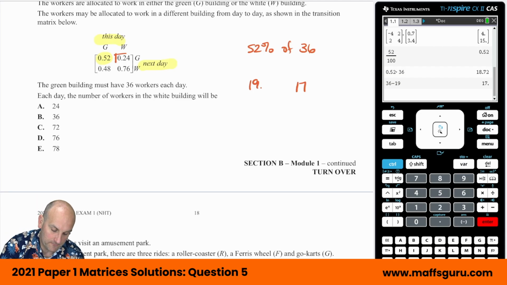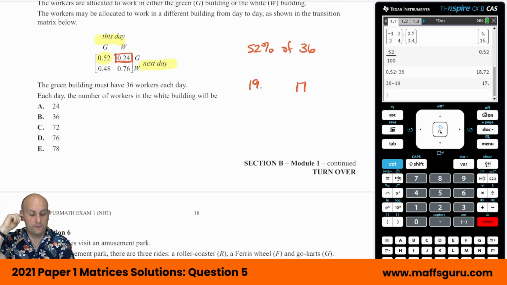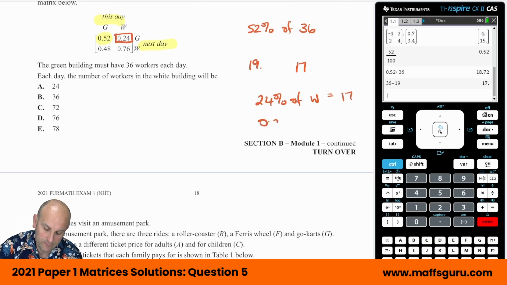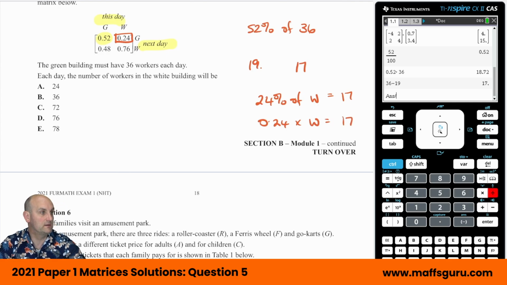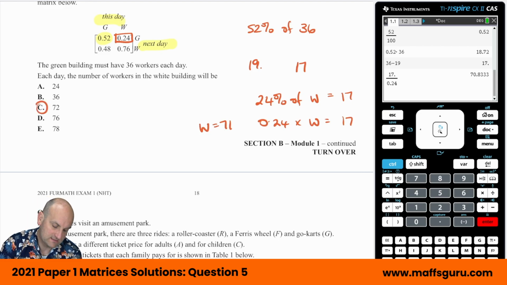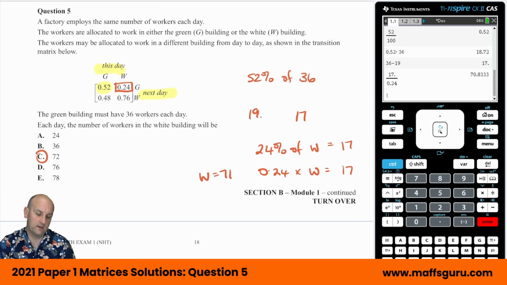Now that's that value there. So 24% of those people have to equal 17. So 24% of the people in W must equal 17. So I now know that 0.24 times W equals 17. So if I now do 17 and I divide that by 0.24, it's going to give me 71. All right, so 71 people. So W must have 71 people in. Well, that's not an option, so it must be 72 as my correct answer.